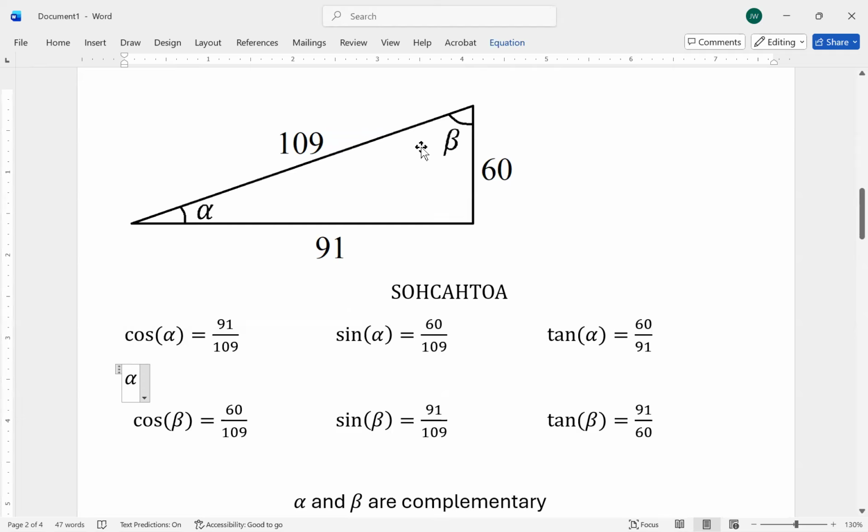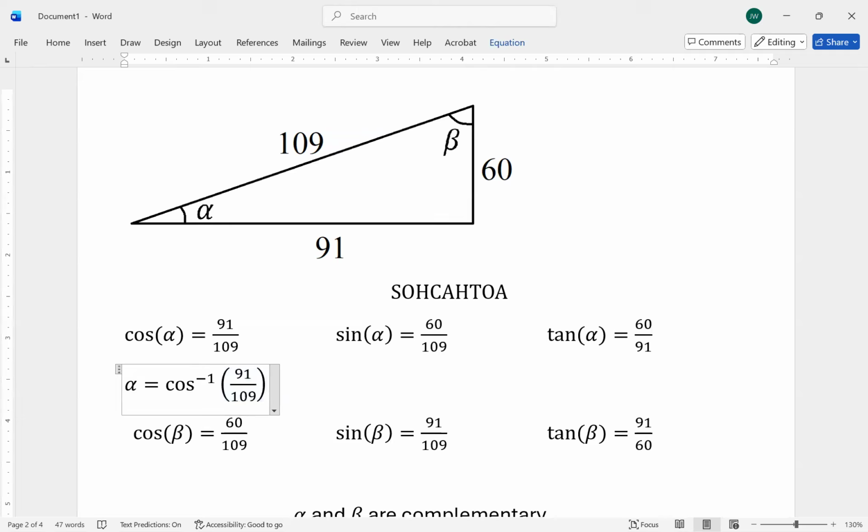Obviously, alpha and beta have to be between 0 and 90 degrees because we already have one angle that's 90 degrees. So alpha and beta have to add up to 90, and therefore they're both between 0 and 90. So alpha is going to be the inverse cosine of 91 over 109.